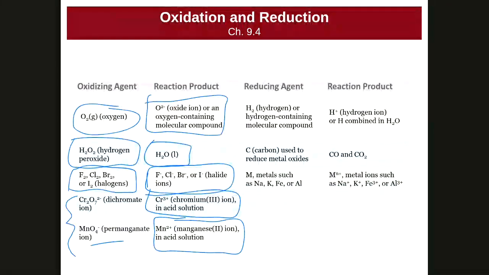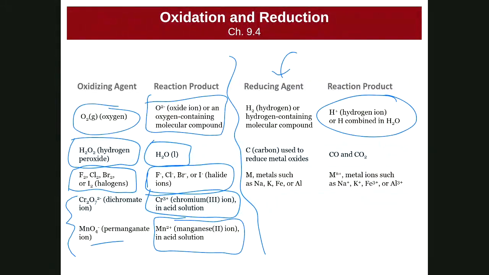So common reducing agents then are hydrogen gas or any hydrogen-containing compound, and one of the products is usually the hydrogen ion or water. Carbon is often a reducing agent as well, and a product is carbon monoxide or carbon dioxide. And the most common ones that you'll see are metals as reducing agents. So sodium, potassium, iron. We've seen zinc and copper in these slides as well. Aluminum, these are all good reducing agents. And when they react, they form their metal ions.